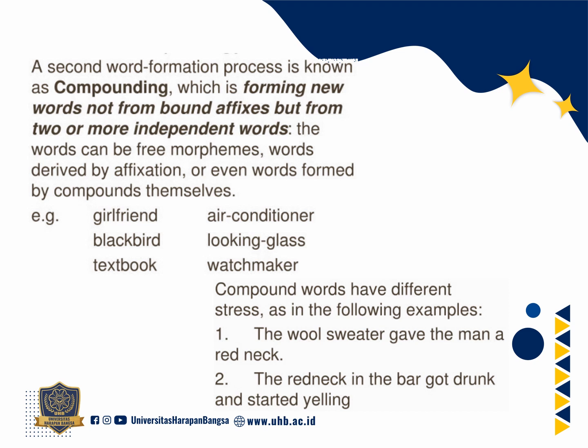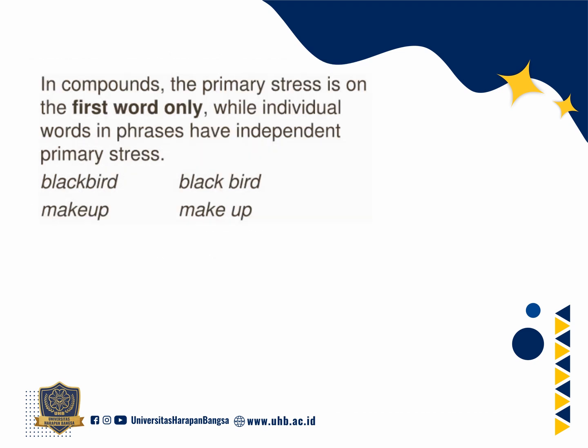Compound words have different stress, as in the following examples. The wool sweater gave the man a red neck. Second example, the redneck in the park got drunk and started yelling. In compounds, the primary stress is on the first word only, while individual words in phrases have independent primary stress. Here are examples: blackbird, black bird, makeup, make up.